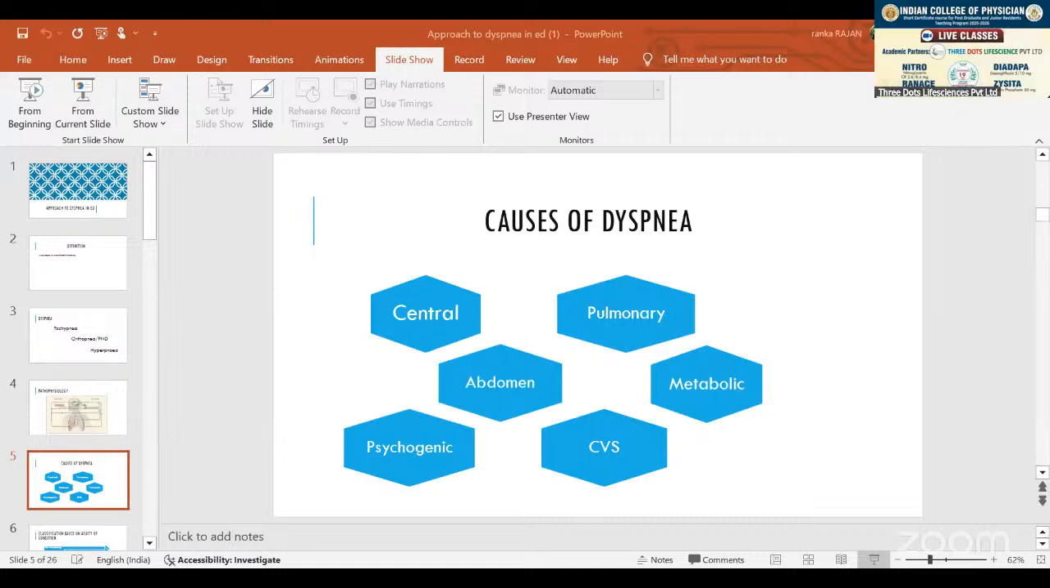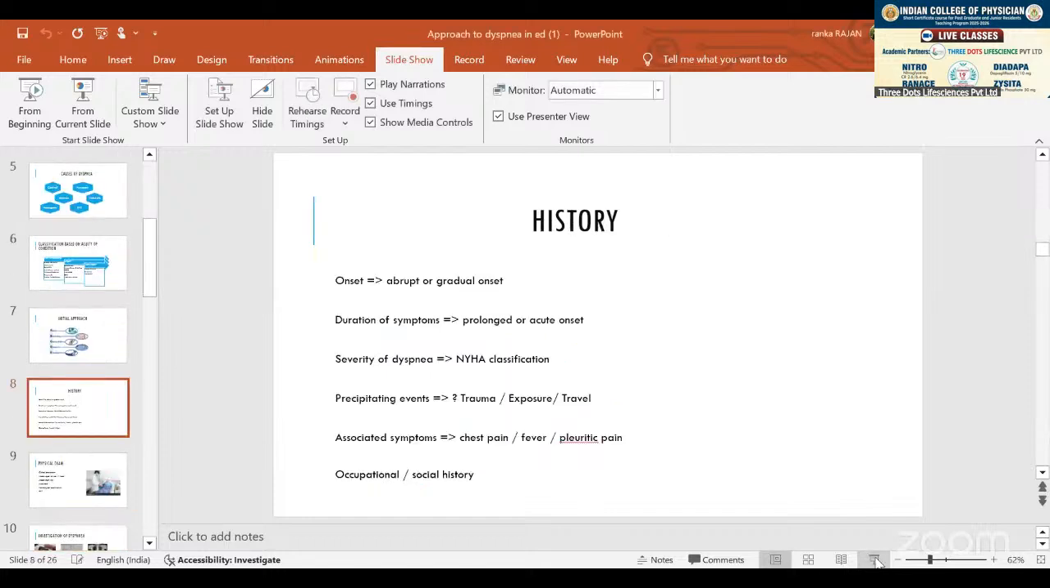Sir, your slide is not moving, sir. Now, sir. Your slide is not moving, sir. Now, sir. Now moving, sir.